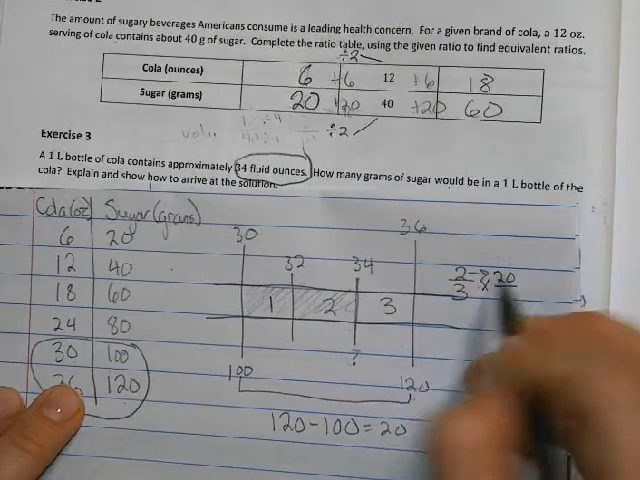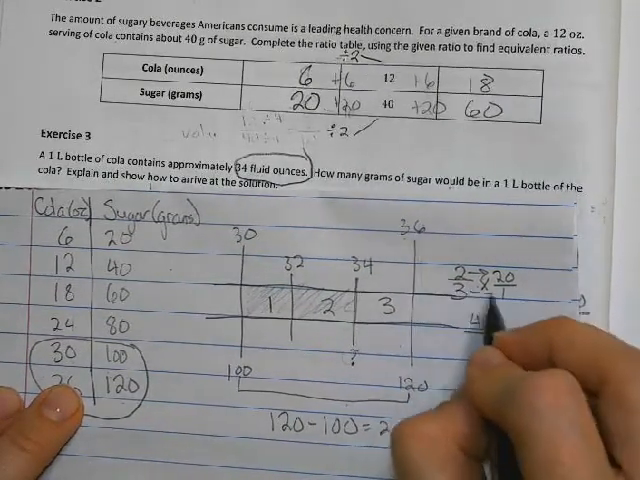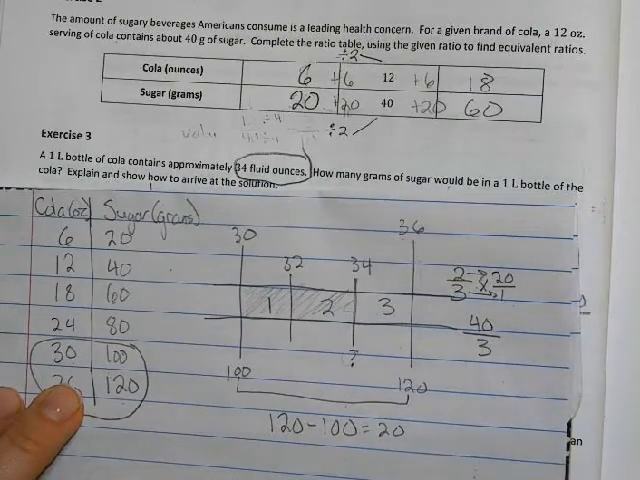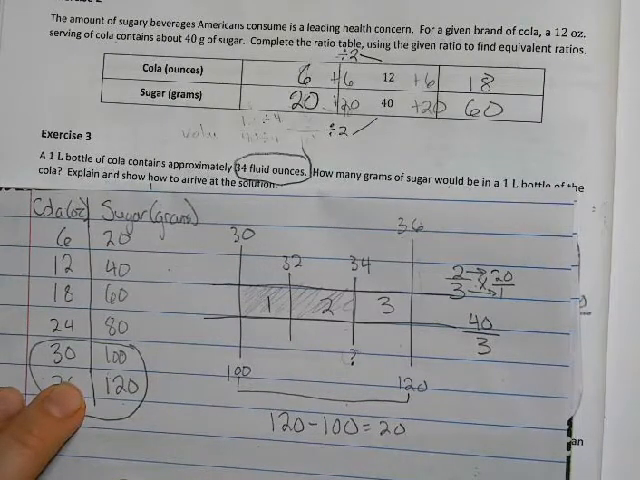We get 2 times 20 gives me 40 as my numerator. 3 times 1 gives me 3 as my denominator. Now that's an improper fraction. We can't really do a whole lot with the improper fraction. And so what I need to do is figure out what it is as a mixed number.